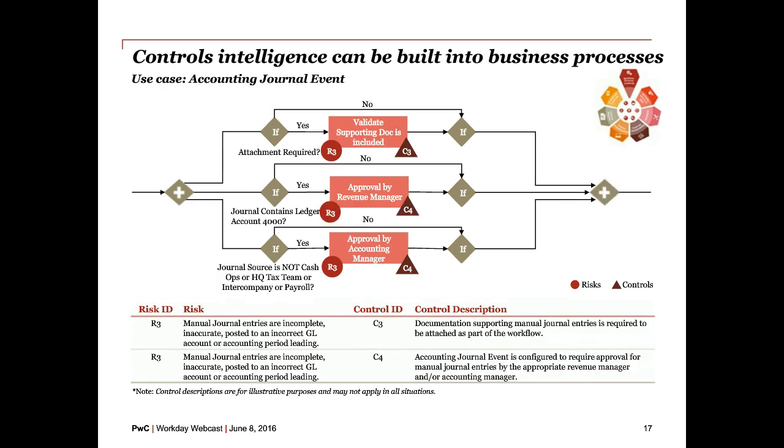I'd also like to share an example of control intelligence within the financial management space, and we're using the use case of an accounting journal event. As most of you would be familiar, you can obviously build the approvals required around manual journal entries, either through the revenue manager, the accounting manager, whoever the appropriate stakeholders are for evaluating the appropriateness of manual journal entries. What you can also do is introduce into your business process the ability to attach supporting documentation for your journal entry. That enables the approver to have access to the support that's needed to approve the manual journal entries, but also provides ease during the period of audit where some of these supporting documents are needed.